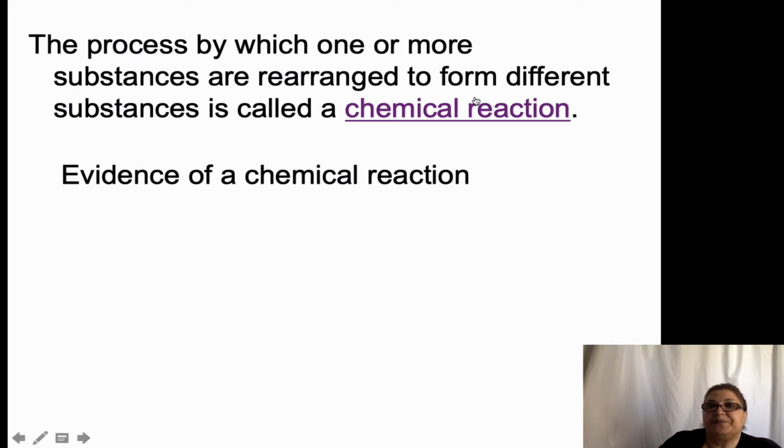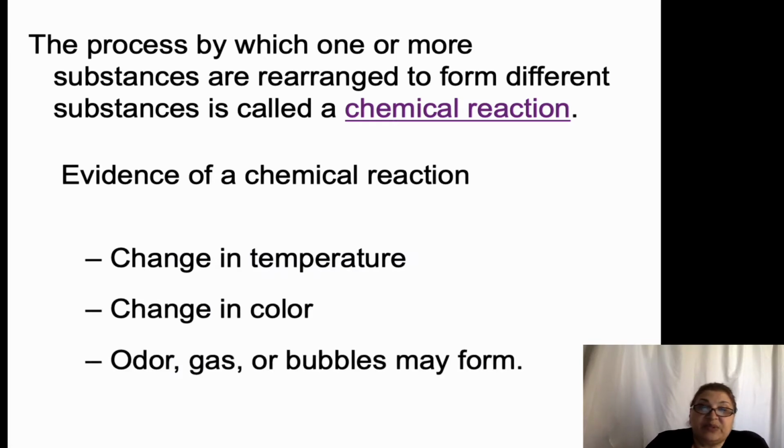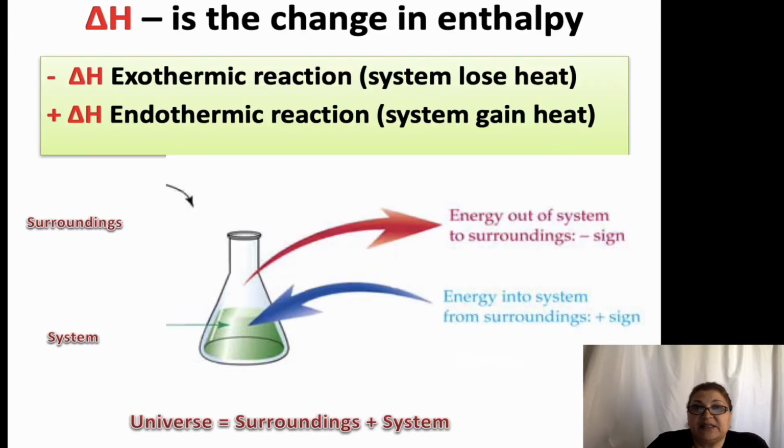Chemical reaction. Chemical equation. A statement using chemical formulas to describe the identities and relative amounts of the reactants and products involved in the chemical reaction. He actually went over different terms. But chemical reaction is rearrangement of substances from the reactant to the product. And in order to know if the reaction is happening, there is evidence that you can see. Maybe change of temperature, change in color, bubbles maybe, odor given off, gases.